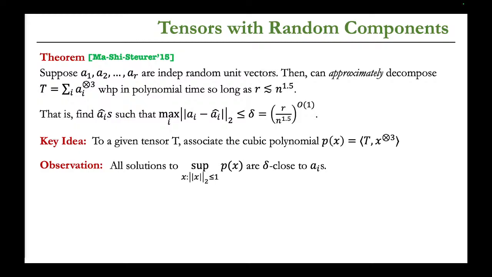Their observation, the main observation of this paper, is that if you look at the maximizers of p(x) as x varies on the unit sphere, then they all must be close to the a_i's. This statement is very, very false for matrices, but it turns out it's true for tensors of order 3 or higher. This is their key observation.